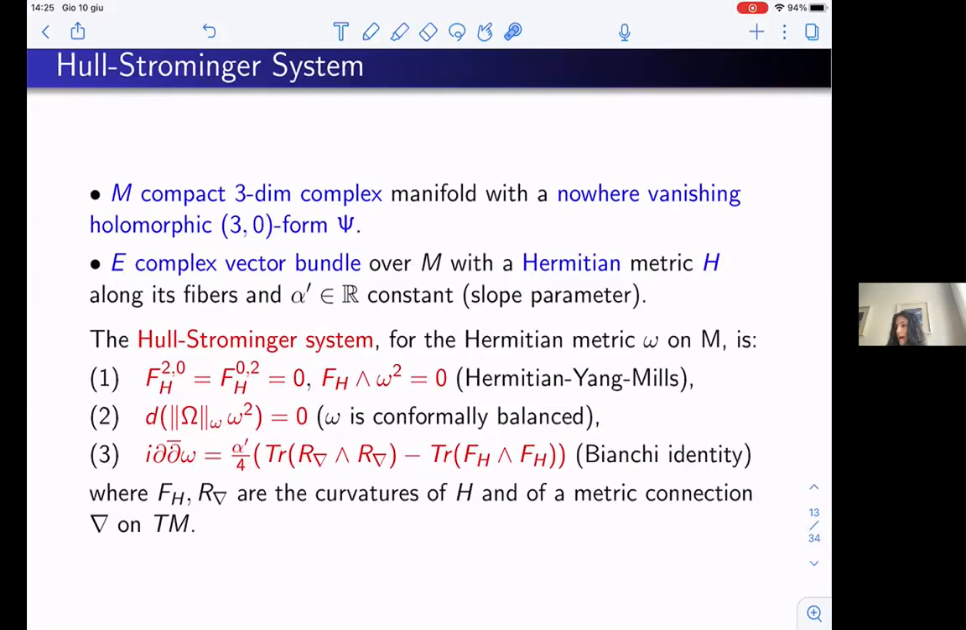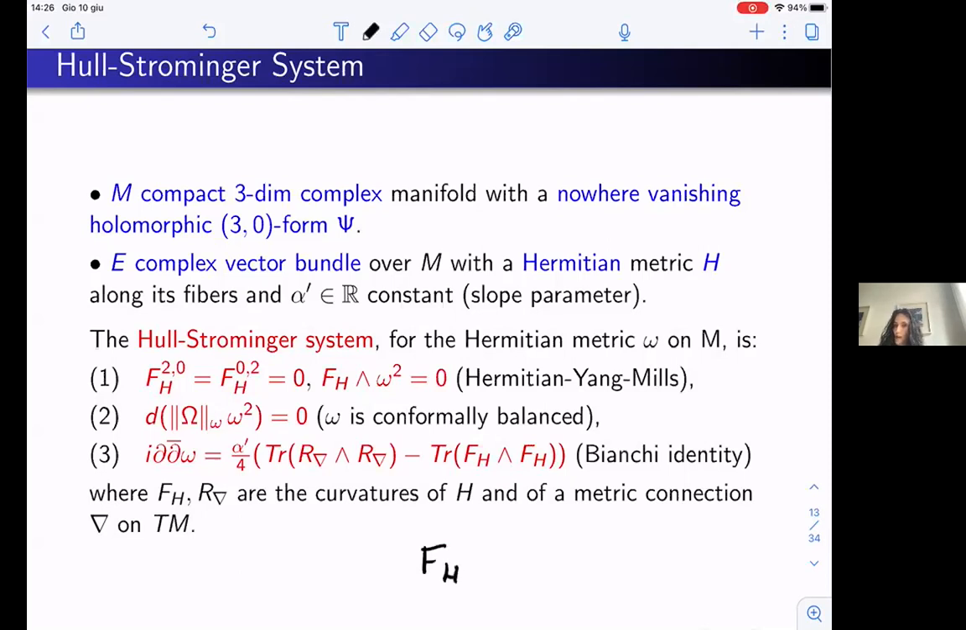Okay, so we will have, let's say, a compact complex manifold, complex dimension n, with a non-vanishing holomorphic (n,0)-form. And then we will have a complex vector bundle E with a Hermitian metric H along its fiber. And let's take a constant alpha prime that is exactly involved in this equation. So Hull and, independently, Strominger described the physics situation in terms of this system. We have three equations. It is a system that combines, in fact, a Hermitian metric on M and a Hermitian metric H on E. And the first equation, you can see here, we will see F_H, that's right here.